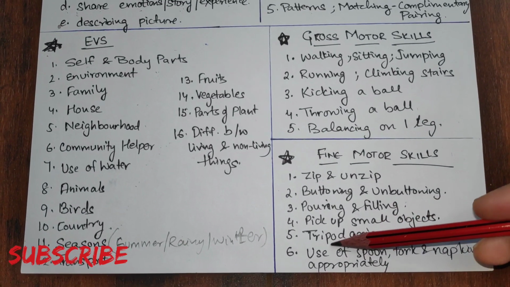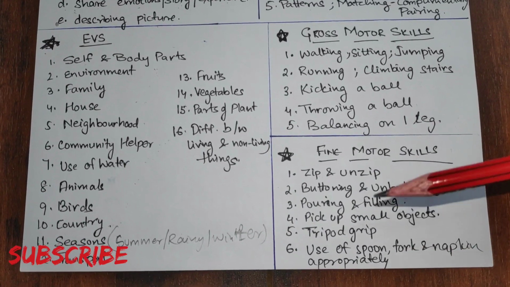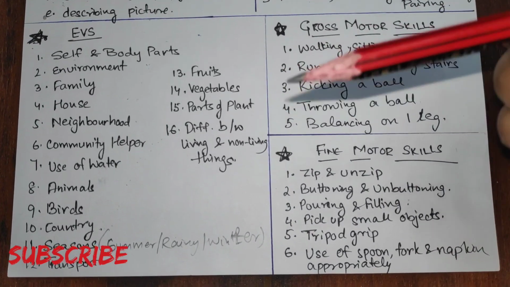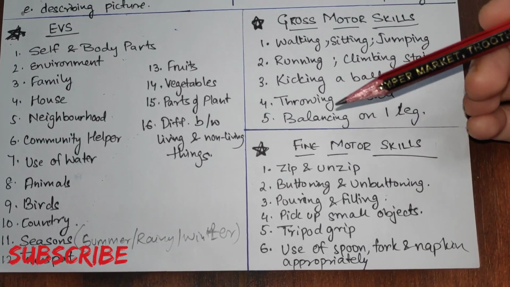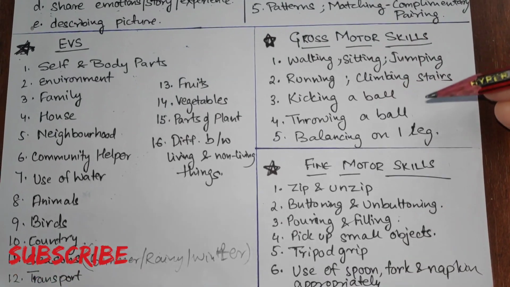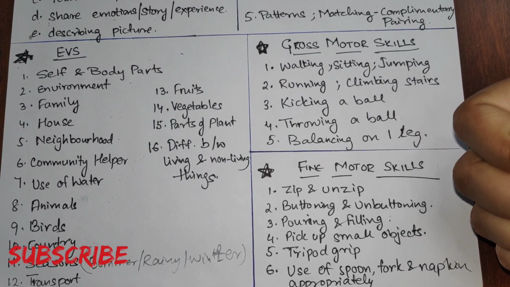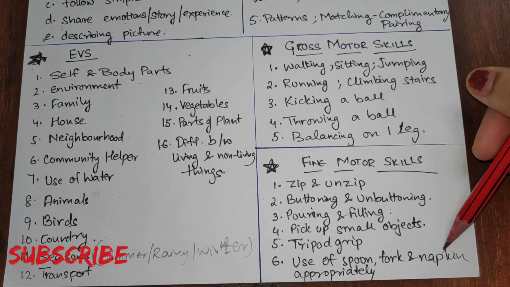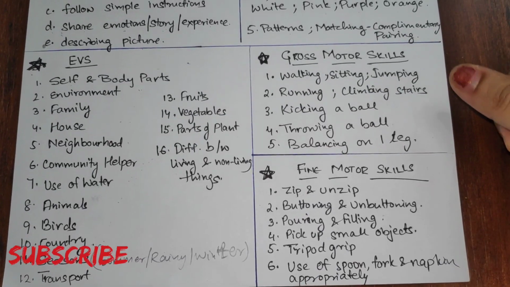The final one is the use of spoon, fork or napkin appropriately. How are they able to use the spoon? Are they holding the spoon properly or not? Are they holding the fork properly or not? All these things you should also take care of. You should watch them, and if they are able to do it properly, then that is a big thumbs up to them. How are they using the napkin? Are they able to understand the use of a napkin and using it appropriately or not?